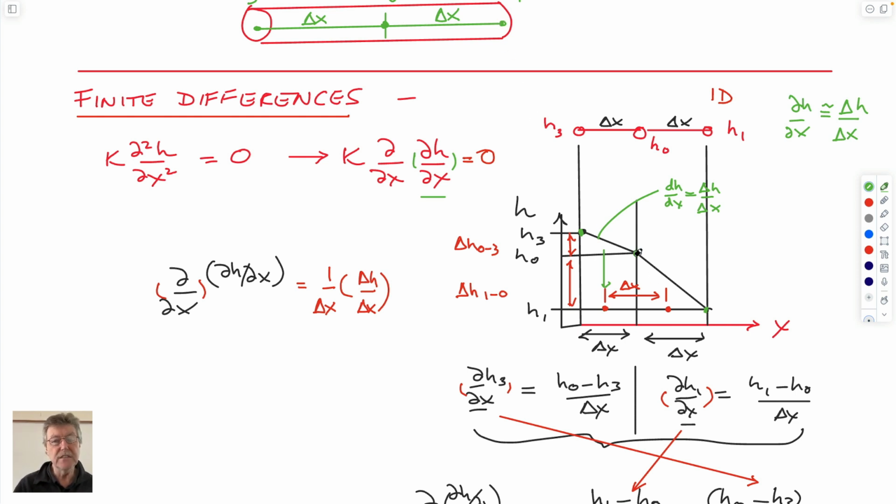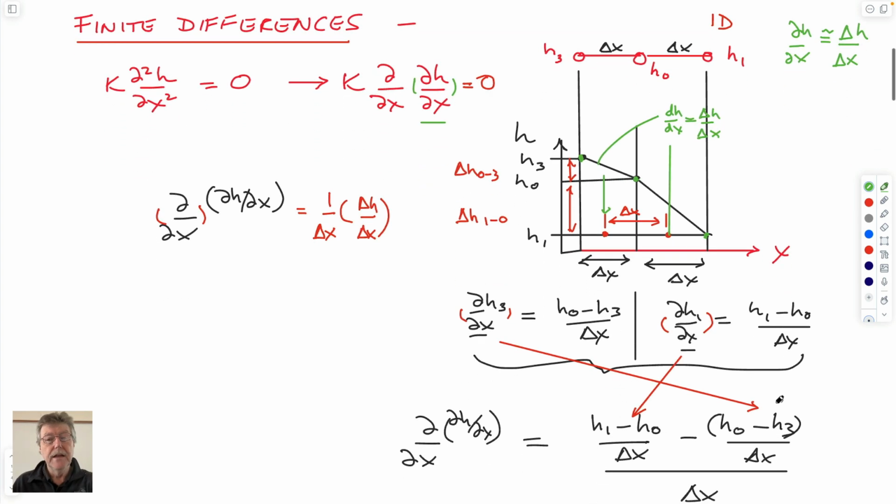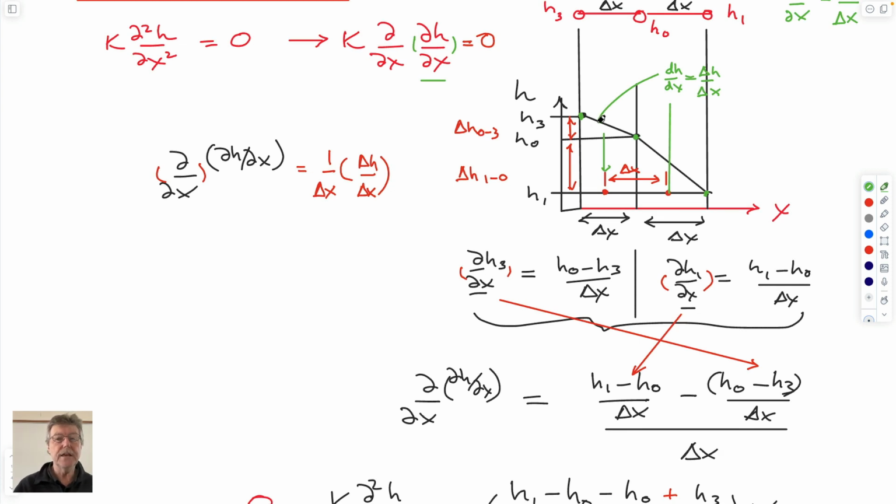We can look at the difference between head 0 and head 1, which is downstream. Delta h is just this height. The length over which it occurs is this. And so this change dH dx over this point in this part here is just this value. And so we have a value for dH dx here, dH dx here, which is great.